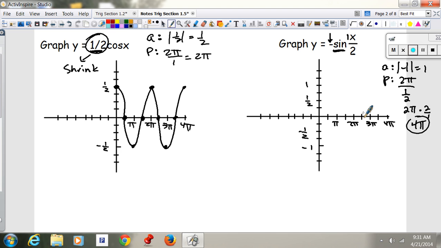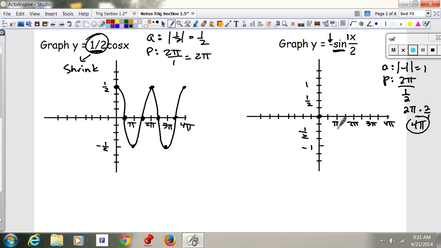So what I need to do is plug in a 0 to see what's going to happen here. So I'm going to put a 0 right here. What is 0 divided by 2? 0. What's the sine of 0? On your chart, sine of 0 is 0. And what's 0 times -1? Still 0. So 0 is my first point. Sine curve, it always is 0.